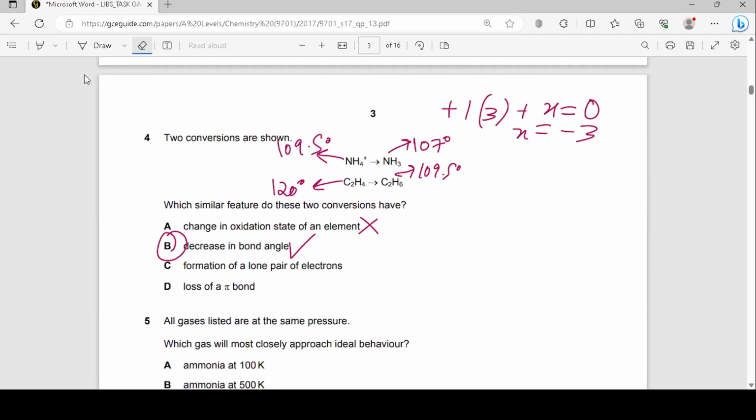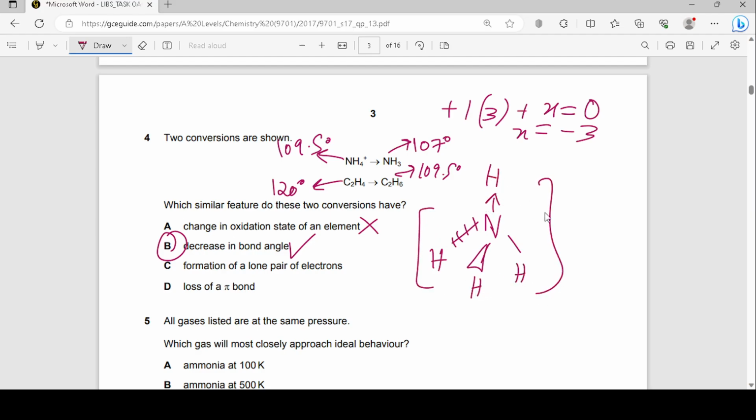Formation of a lone pair of electrons. Well, in NH4 plus to NH3, yes, because if you remember the way I drew it, let me just draw it exactly. So H, H, H, H. And this one's going like this, and this is plus, right? So the lone pair was like this, and then in NH3, you just have a lone pair. So NH4 plus to NH3 is definitely true that a lone pair is formed.